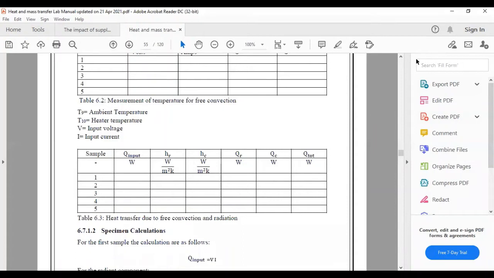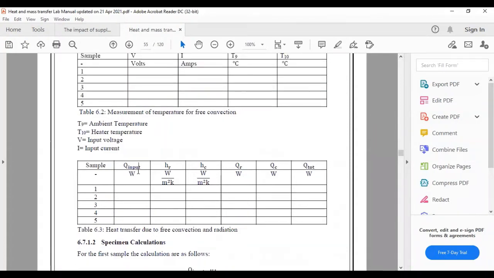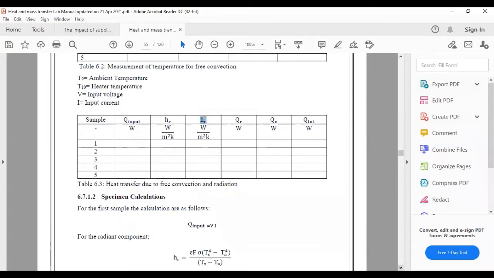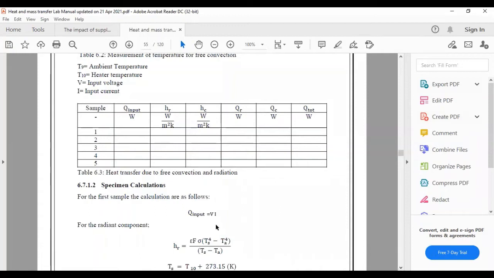So now what we have to do, we have to calculate the input heat in watt. We have to calculate this QR, that is the heat transfer due to radiation, and this QC, that is the heat transfer due to convection. For this QR and QC, we also need to calculate this HR, that is the heat transfer coefficient due to radiation, and then this is HC, the convective heat transfer coefficient. For this Q input, we will simply use the formula V into I. We have the values of voltage and current, we will multiply and we will get the different values of this Q input.